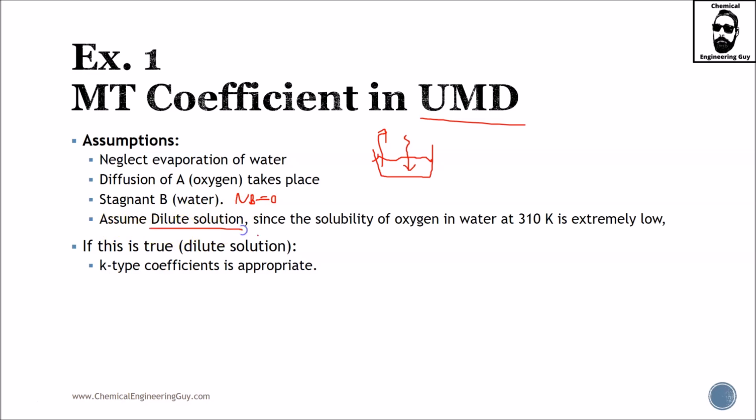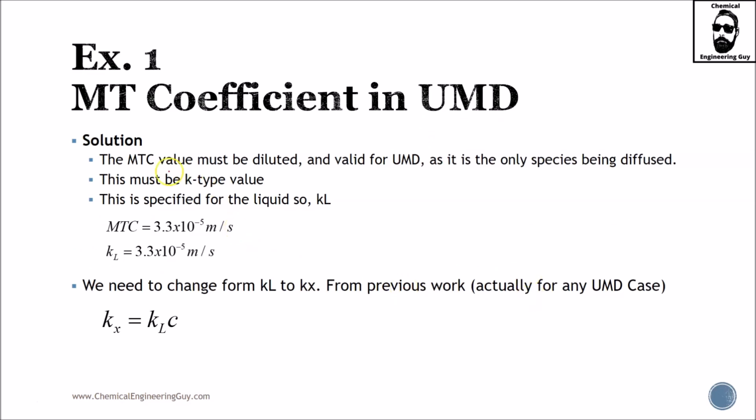Assume dilute solution, since the solubility of oxygen is very, very low at this temperature. I don't know about you guys, but most gases are not that soluble in water. And if this is true, we can use K-type coefficients, meaning that the classic coefficient for UMD must be true. The solution is dilute, so UMD must be valid, and K-type coefficients.